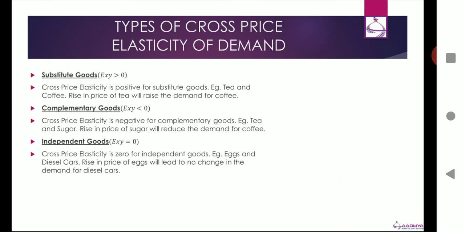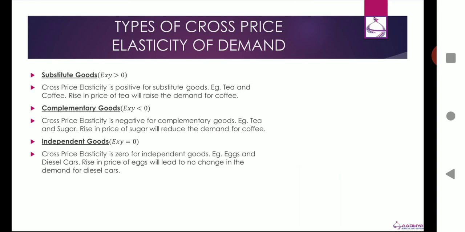Right? The way we look at it is substitute goods have a positive cross price elasticity. Please remember, in price elasticity of demand we ignored the sign of the elasticity, but here we need to include the sign, because that will indicate what type of good it is or what type of relation exists. For substitute goods, we find that cross price elasticity is positive, and for complementary goods we find that cross price elasticity is negative.